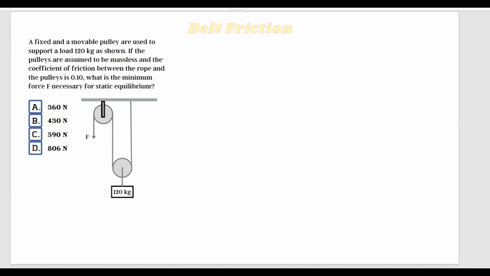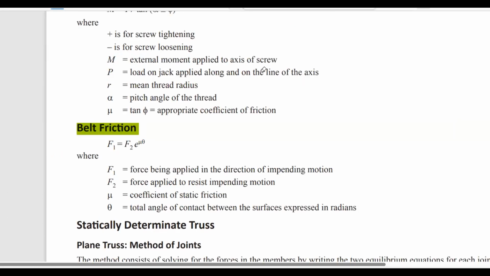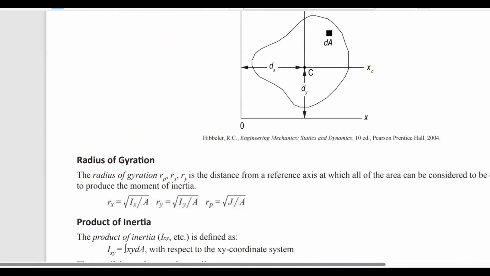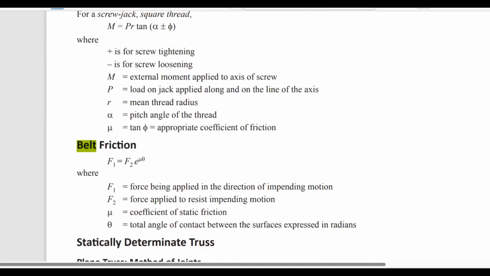So the first thing I would like to do is go to the FE Handbook. And of course, I already wrote that down. But let's say you didn't know how to find this. Let's say you're on the exam and you have this problem. The first thing you do is very easy: just search belt friction, and it's going to direct you to this formula where F1 equals F2 multiplied by e to the power mu multiplied by theta.